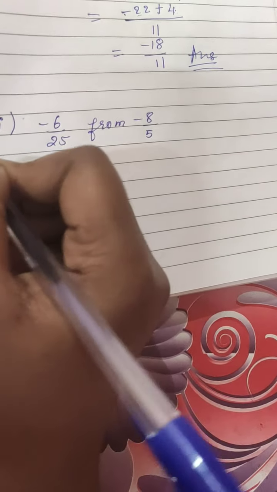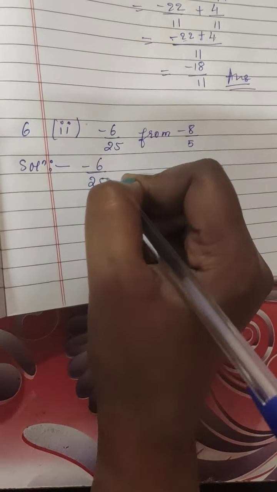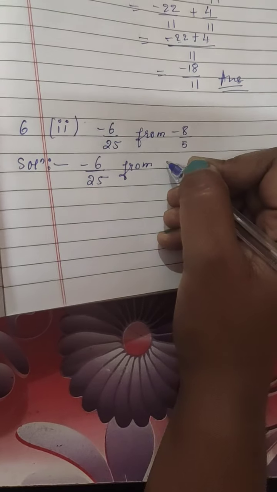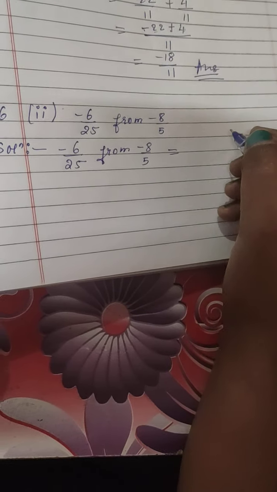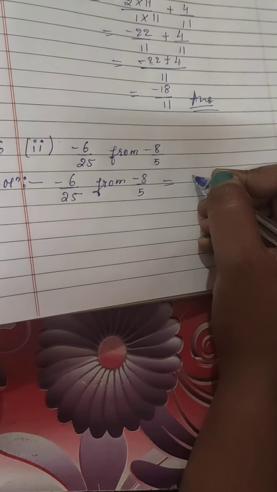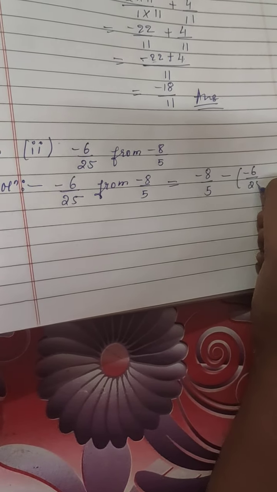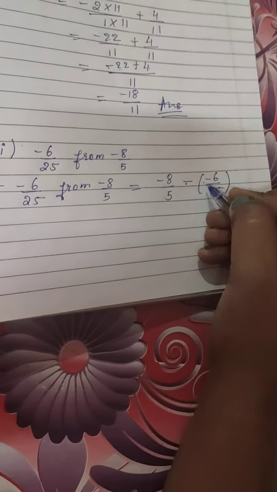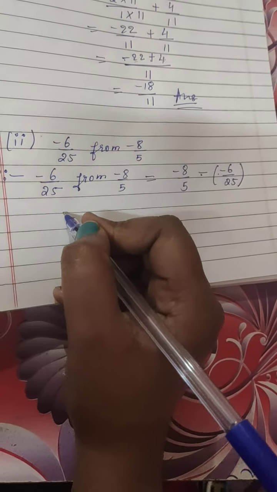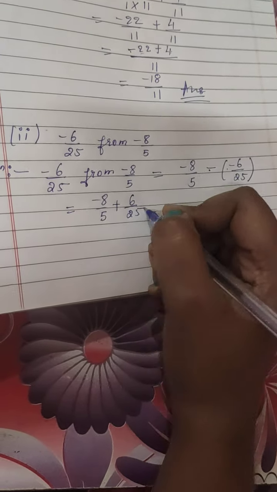Okay, now see the solution. In solution, what I said, you have to write the question first, that is minus 6 by 25 from minus 8 by 5. Now you have to subtract. So you will write minus 8 by 5 minus, in bracket you will write minus 6 by 25. Okay, now here minus sign, here minus sign, so it becomes plus sign. Now minus 8 by 5 plus 6 by 25.